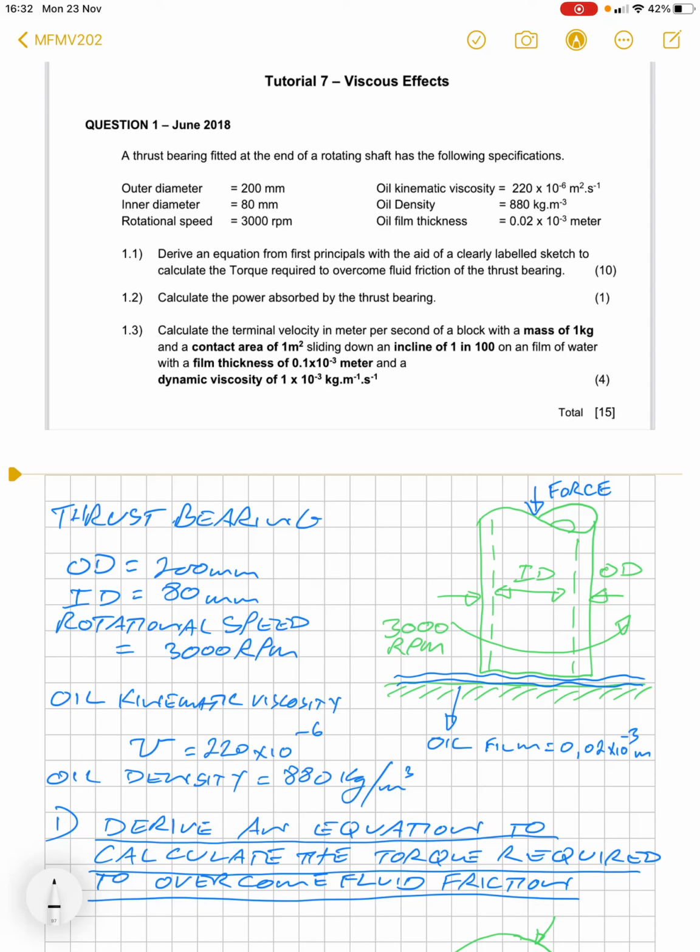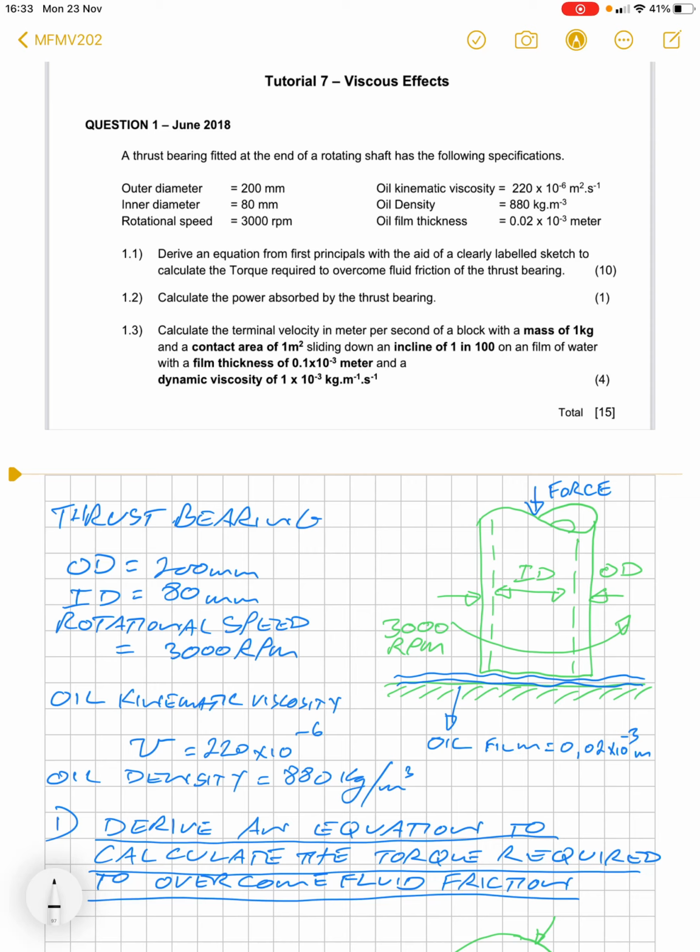This is tutorial 7, looking at question number 1 in the section on viscous effects. In this question, it goes as follows. A thrust bearing fitted at the one end of a rotating shaft has the following specifications. A thrust bearing is a bearing that has an end force on the shaft and a linear force along the axis of the shaft. So the outer diameter of the bearing surface is 200 millimeters, the inner is 80 millimeters.